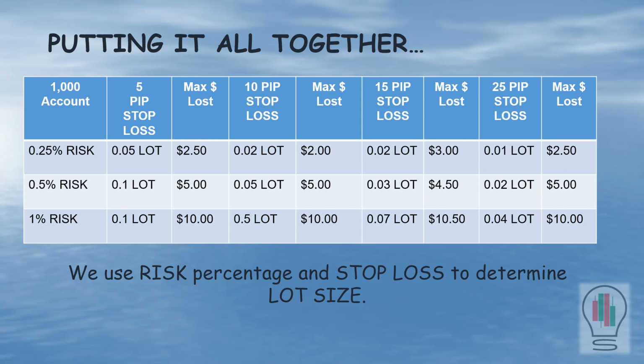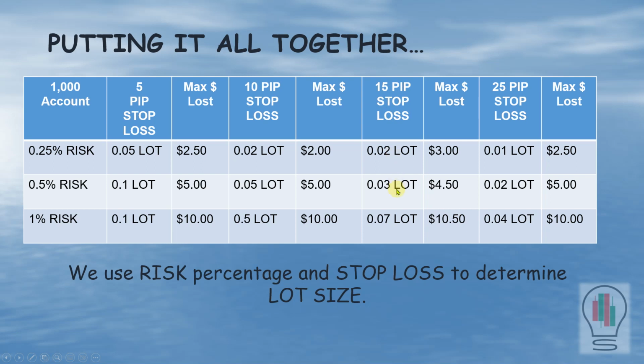What we want is for all of our losses to match our risk percentage. So, say we're risking 0.5% on our $1,000 account. That means we're always going to be risking $5. If we have a trade where we're using a 5 pip stop loss, here's our lot size, 0.1, which is $1 a pip. But if we have a 10 pip stop loss and we still want to only risk 0.5%, which is $5, we're going to risk 50 cents a pip, or a lot size of 0.05.